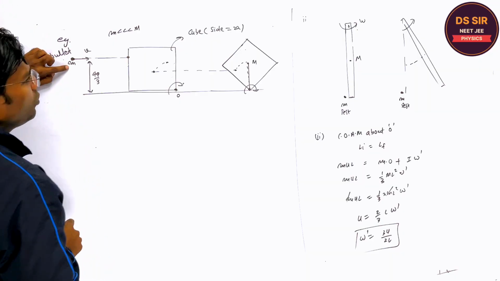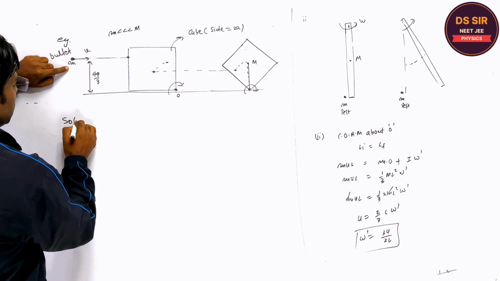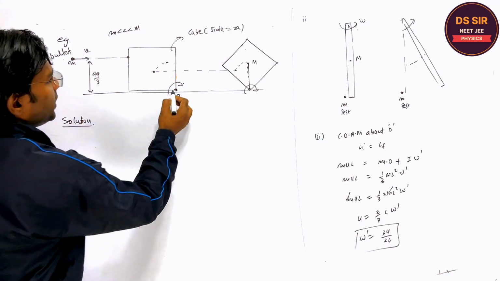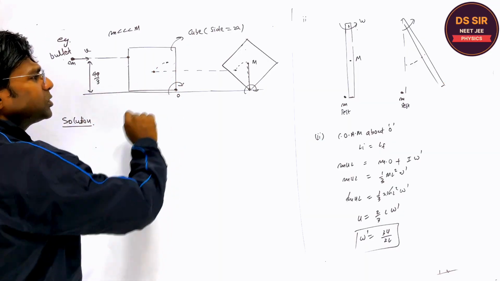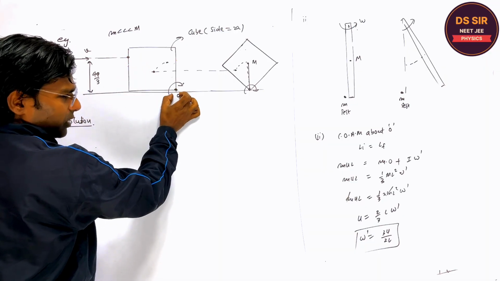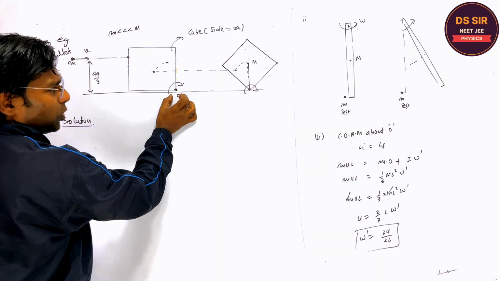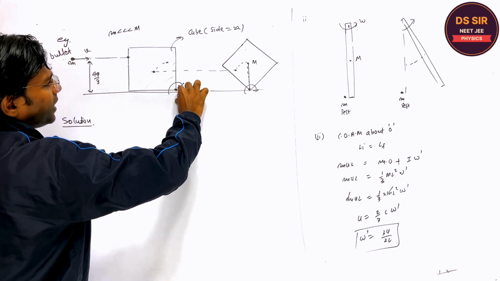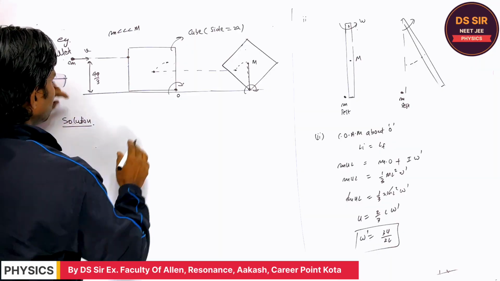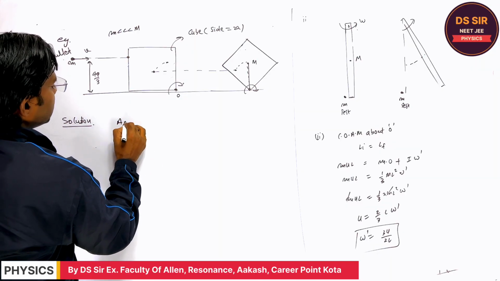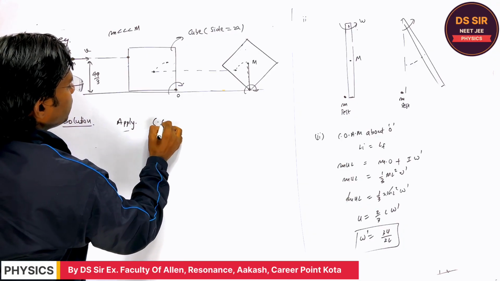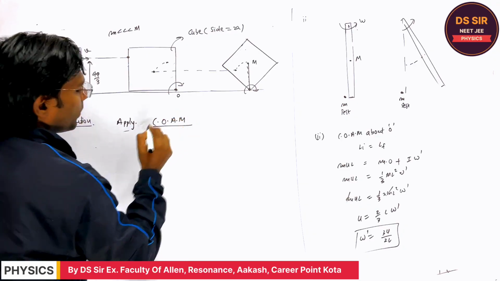Okay, so what will you apply? To solve this question, we will apply the conservation of angular momentum about this point O. Why about this point O? When the collision occurs, the impulsive torque will be produced at this point O. So therefore we can apply the conservation of angular momentum about this point O. Is it clear? So apply conservation of angular momentum.